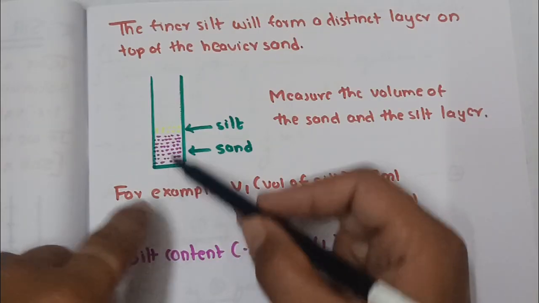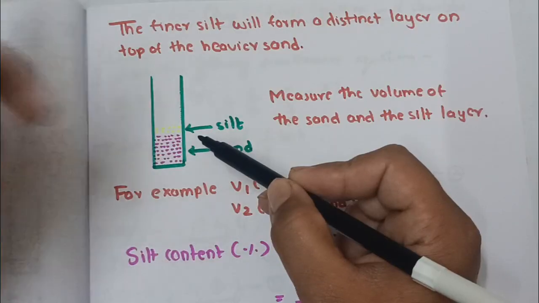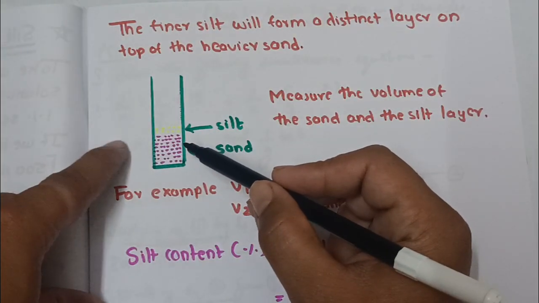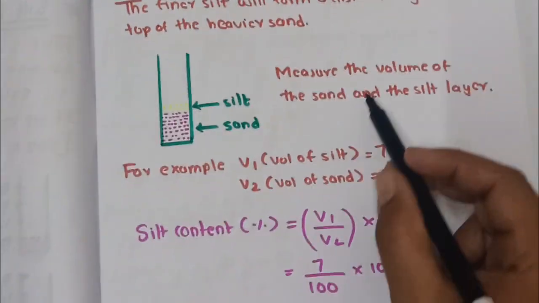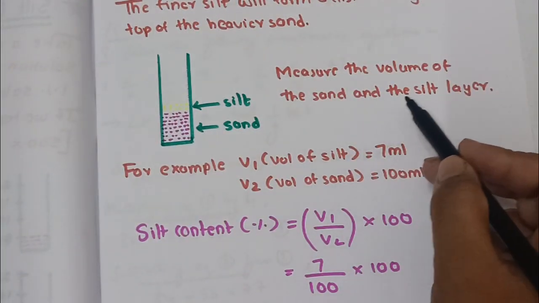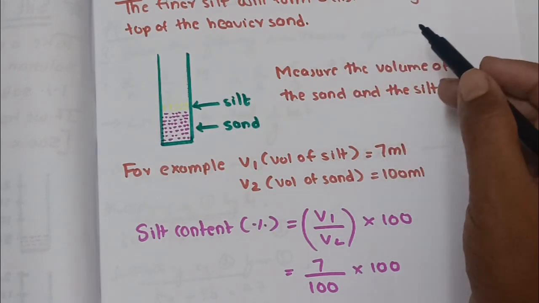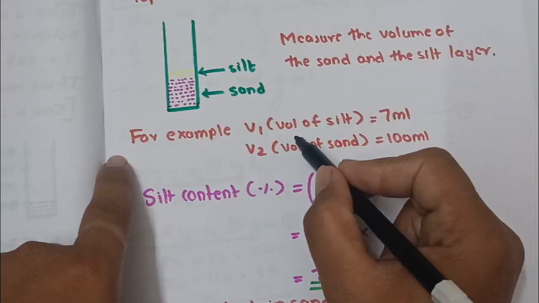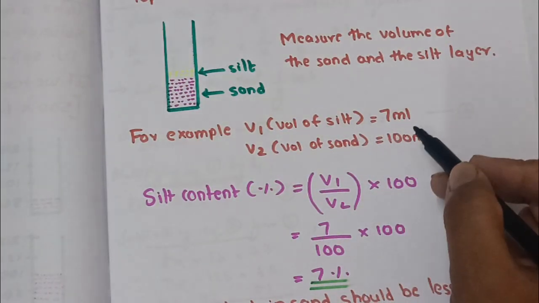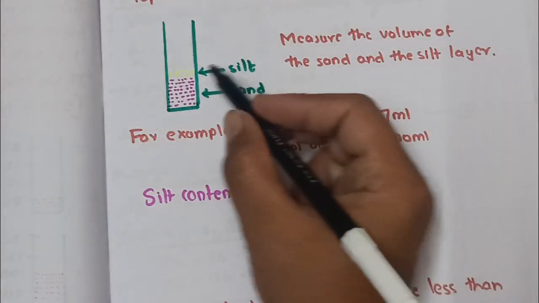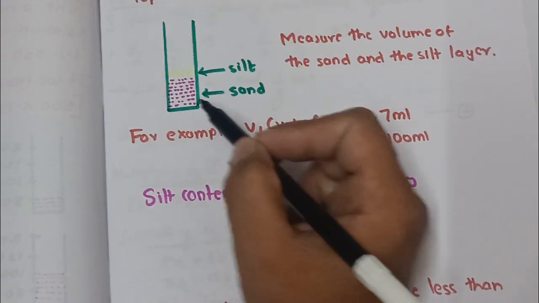So as shown in this diagram, bottom part is sand and upper part is silt, which gets separated due to the salt water solution we have poured into it. Then measure the volume of the sand and the silt layer. Next step is volume of sand and silt layer measurement. For example, V1 is volume of silt, that is 7 ml. V2 is volume of sand, that is 100 ml. For example, this is 7 ml volume of silt and this is 100 ml.